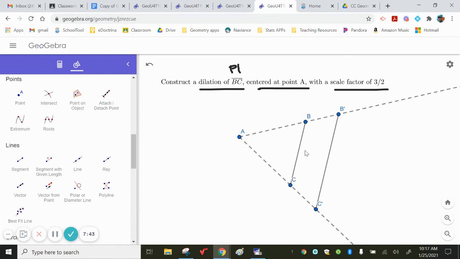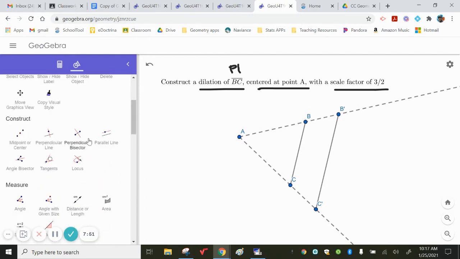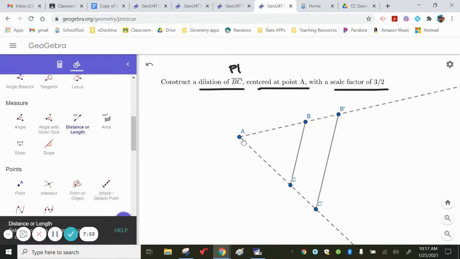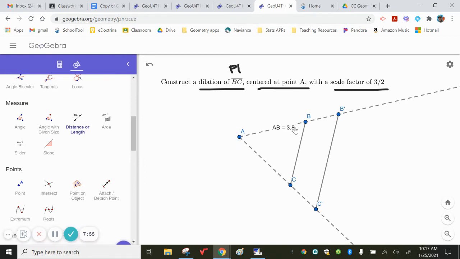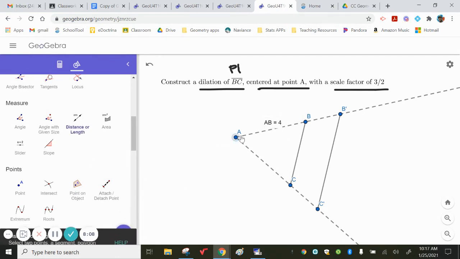Okay, and so with that, I can also measure a couple of things here. So the dilation itself only moved the points. A to B has a distance of 3.8. Let me move that a little bit, let me make it a 4. Okay, now if I measure next the distance from A to B prime, that should be 6, because 4 times 3/2 gives you 6.